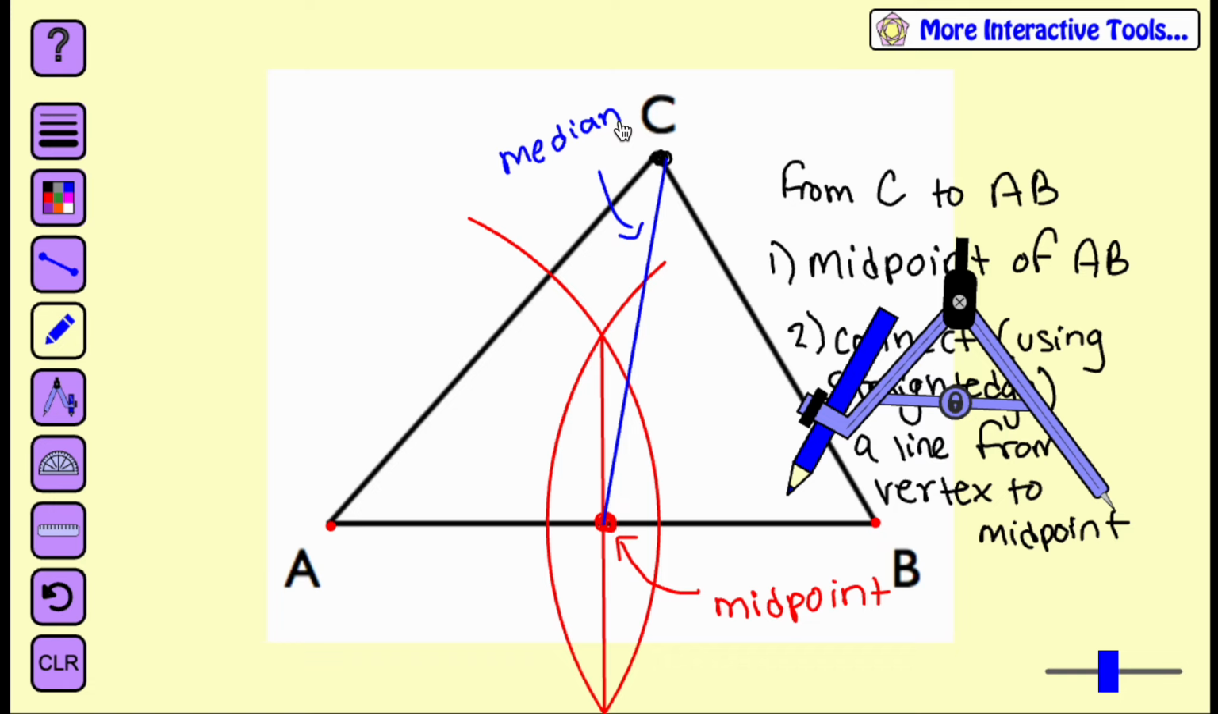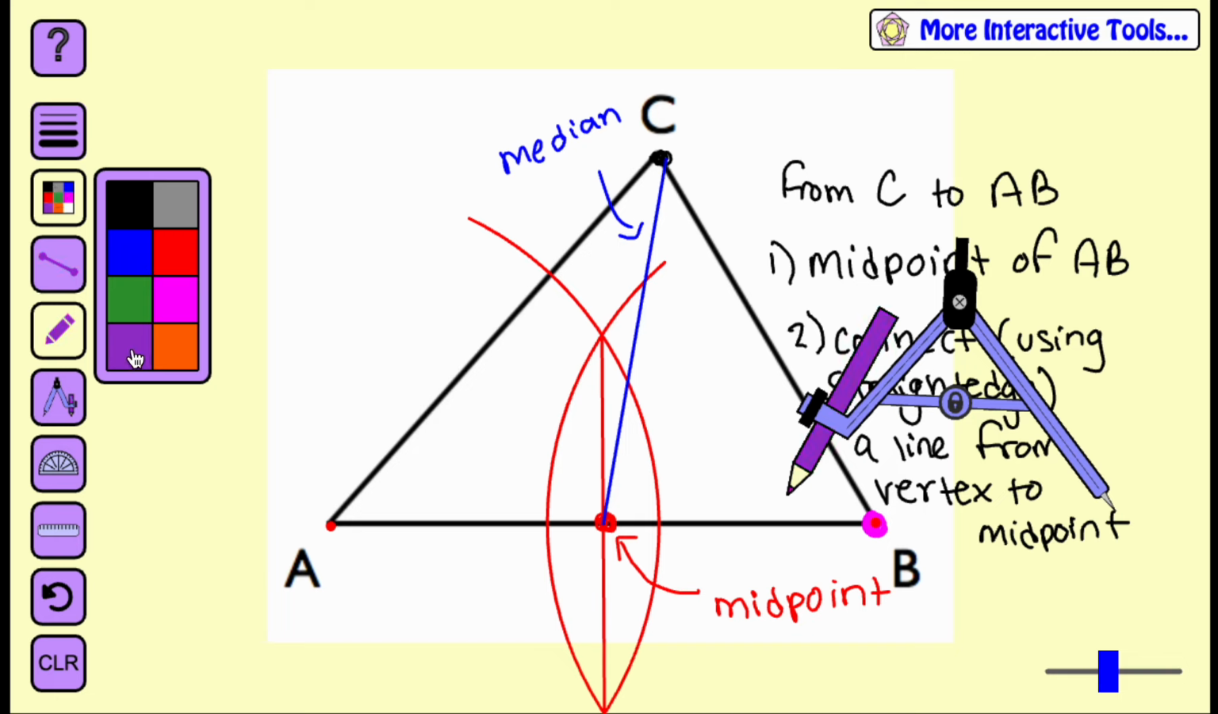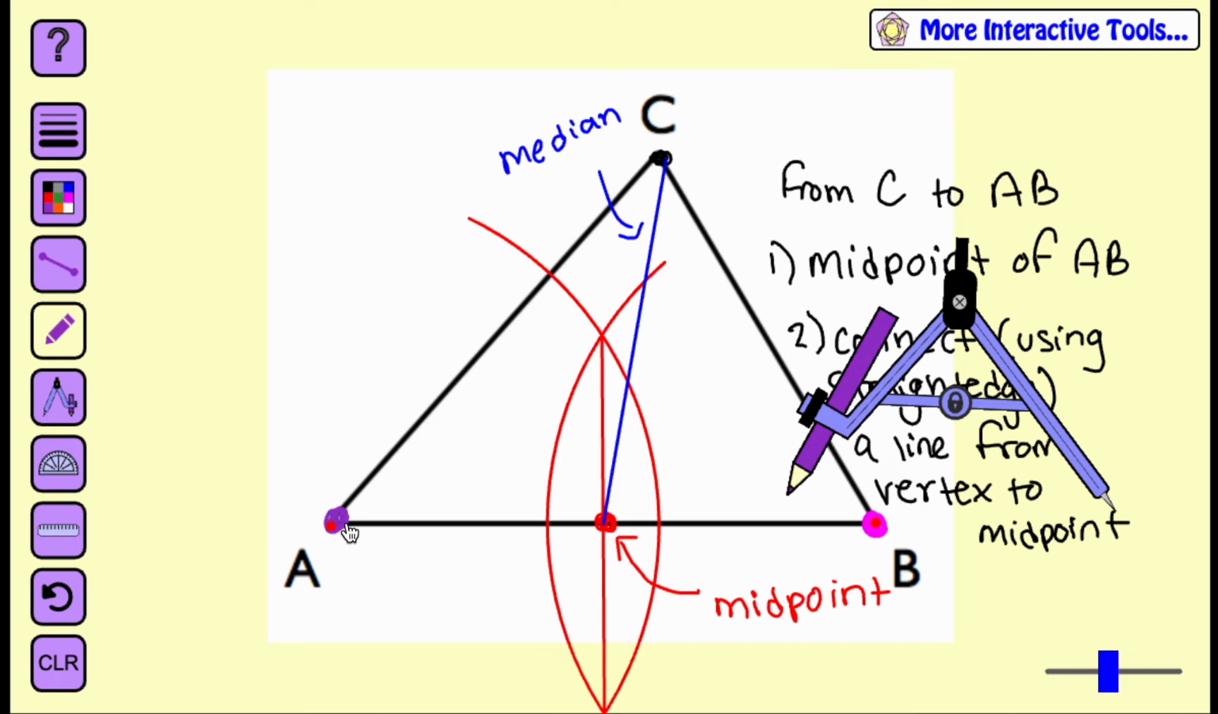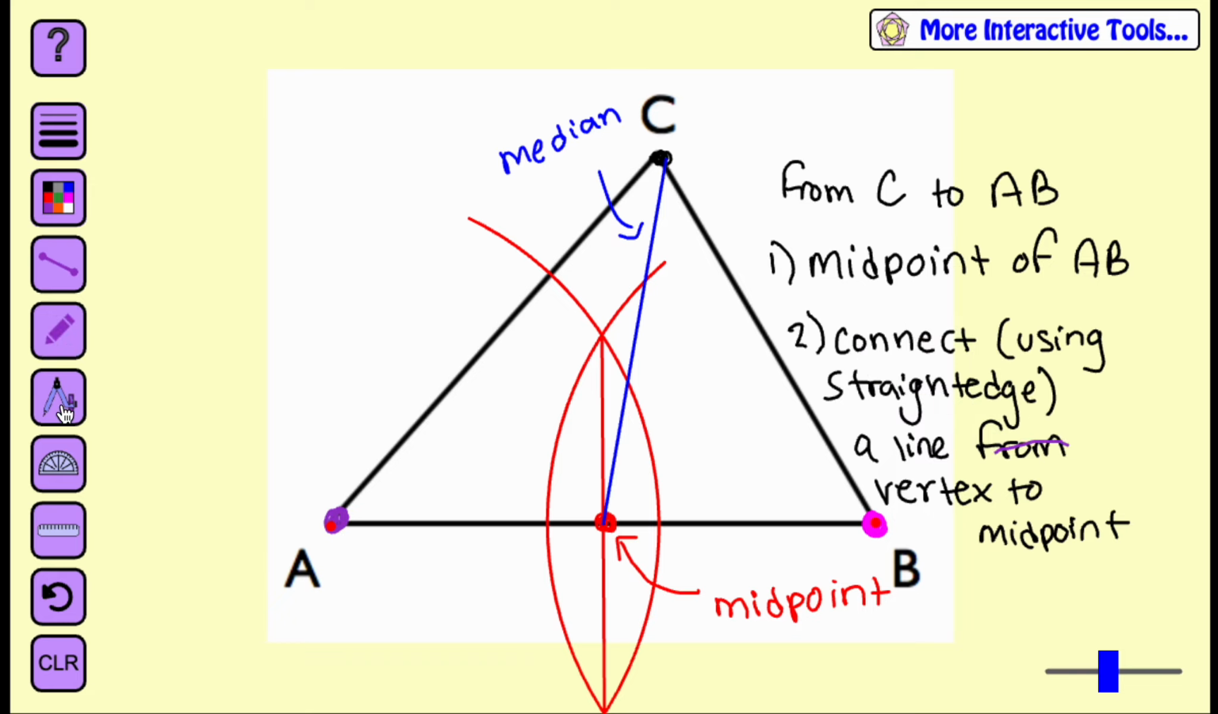Now, again, the centroid is the intersection point of our three medians. So what I want you to try to do is construct the centroid on your own. You have to construct the other two medians. We already went from vertex C down to AB. Our next one would be going from vertex B to AC, and the last would be going from vertex A to side BC. You can follow the two steps that we wrote down: construct the midpoint of whatever side, and then connect a line from the vertex to that midpoint using your straight edge.